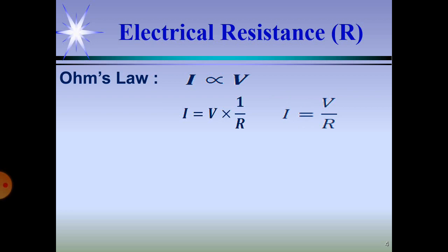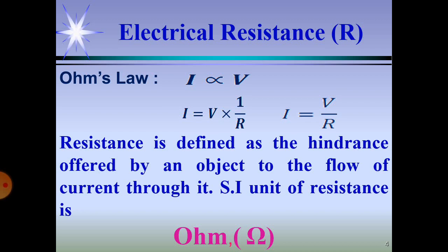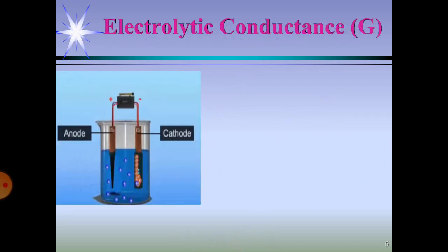That R we define as the electrical resistance. This is the basic definition we should learn first. How to define electrical resistance then? Electrical resistance is defined as the hindrance offered by an object to the flow of current through it. The SI unit of resistance is ohm.